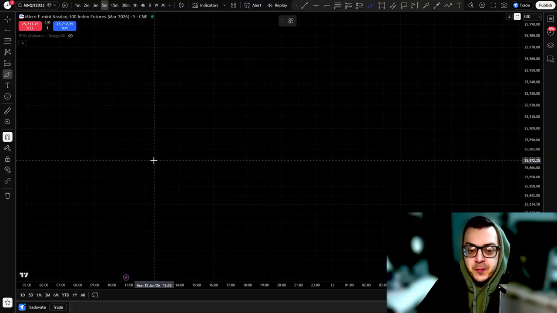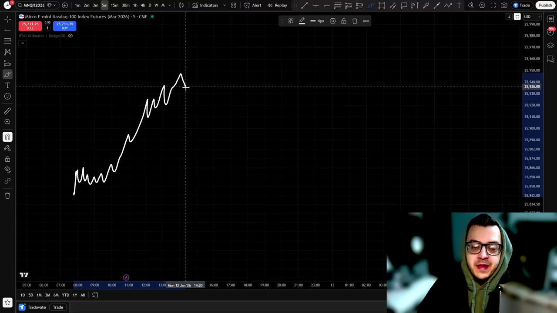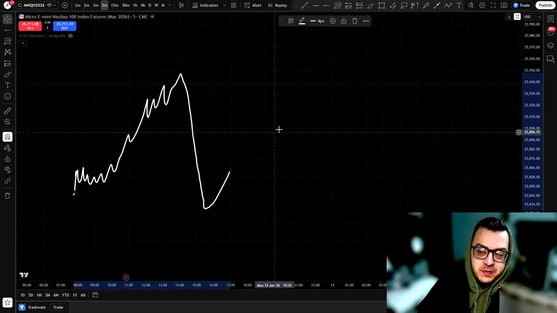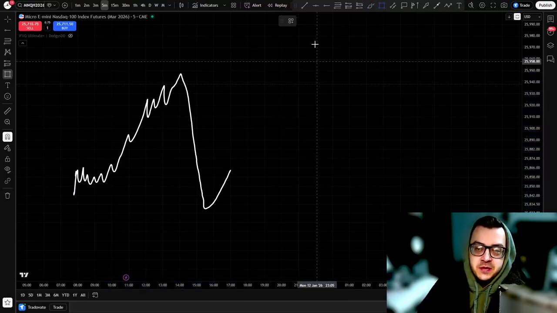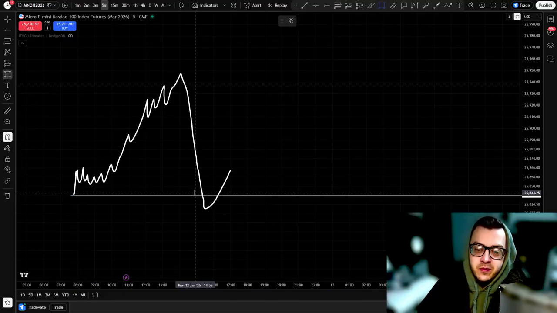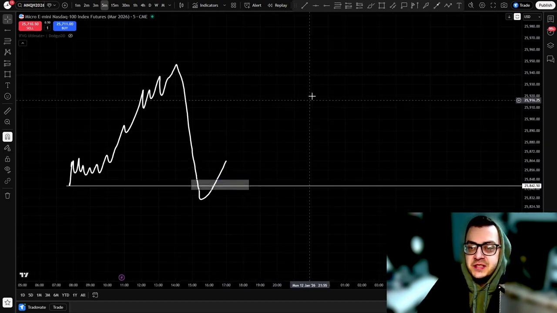It sounds ridiculously simple, but I'll show you what I mean. Say for example we've got a major level like this. We come up, we come up, we come up, and then we come down, we sweep the low, and then I'm looking for inverted fair value gaps back to the upside. So say this is your level of liquidity. You sweep the liquidity, and then you're looking for a fair value gap like this to get inverted back to the upside. And my strategy is really simple.